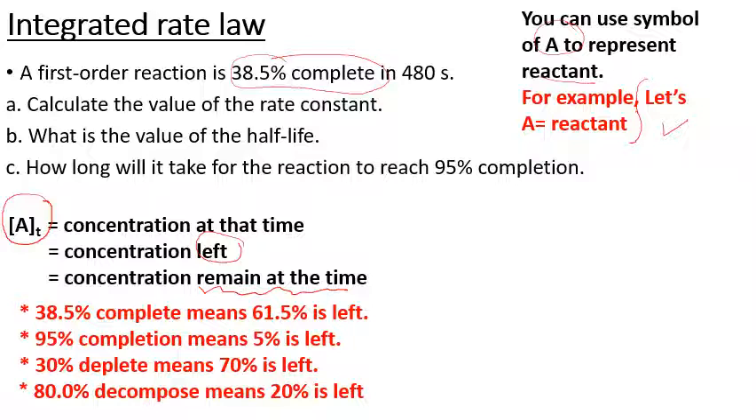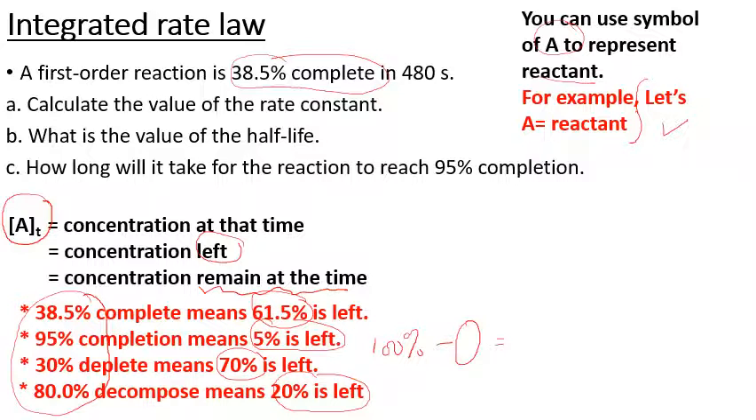38.5% complete means 61.5% is left. 95% completion means 5% is left. 30% deplete means 70% is left. 80% decompose means 20% is left. So how do you get this value? Basically, we are using 100 because initially we consider there's 100%. And then these are the percentages that are decomposed. So that's why we minus the value given and then the answer will be considered as the remaining concentration.